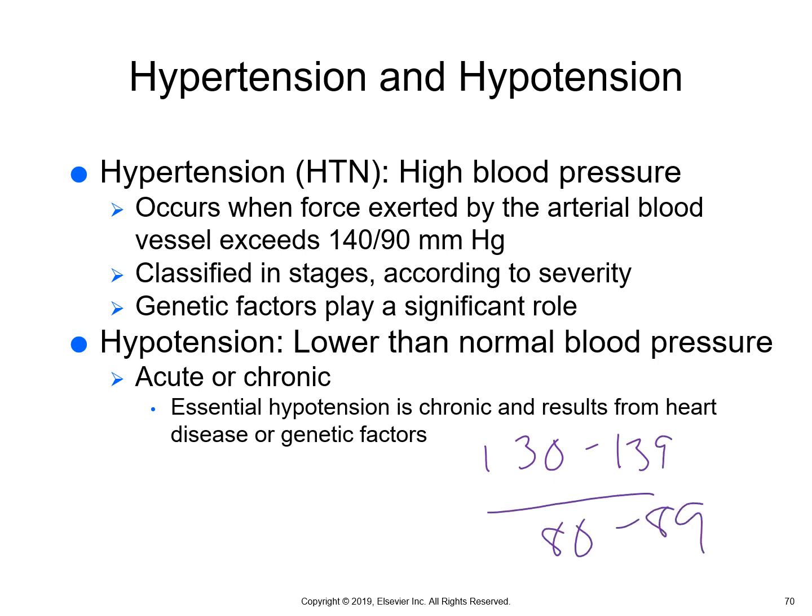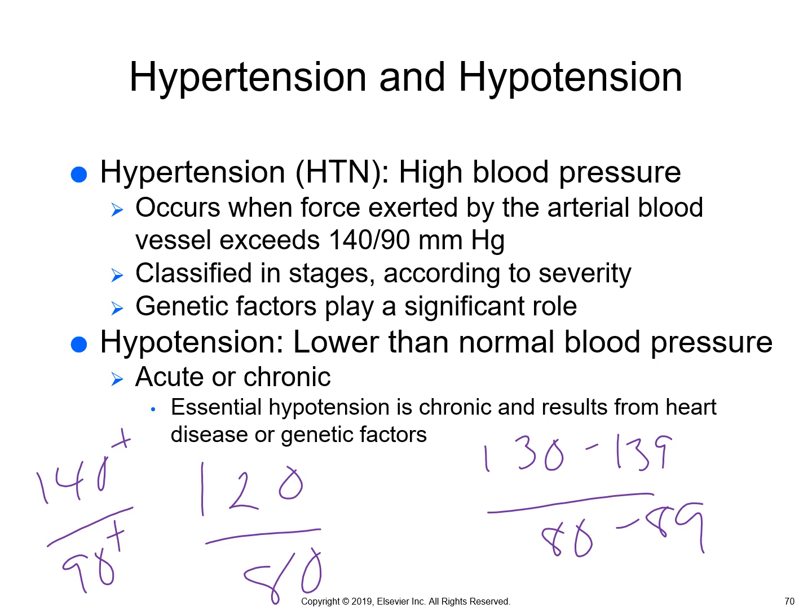All right, again, normal was 120 over 80. So stage 1 hypertension is 130 to 139 over 80 to 89. Stage 2 hypertension is 140 plus over 90 plus. So 140 plus, anything over 140 and anything over 90.